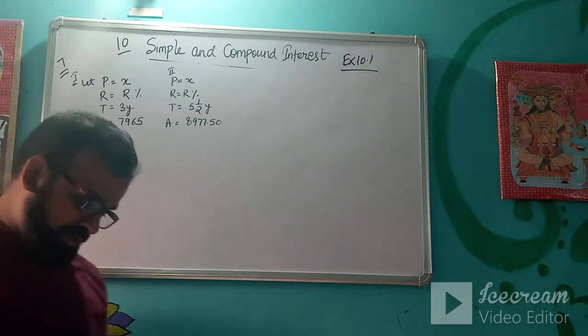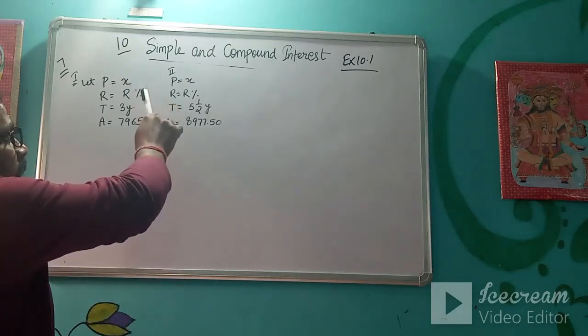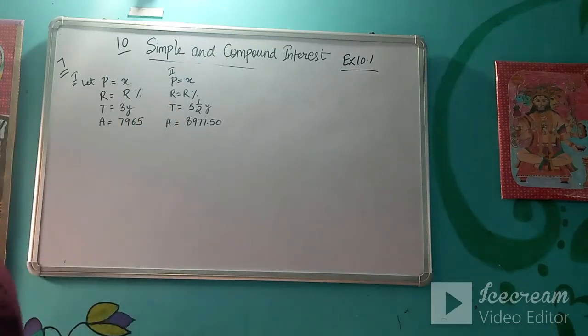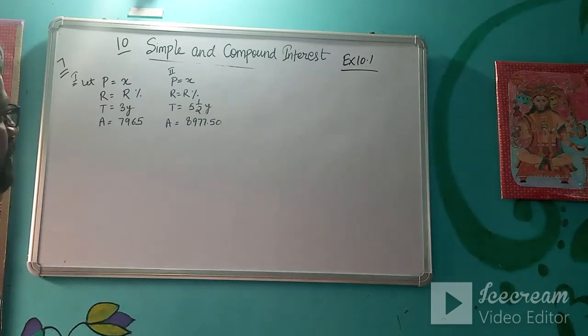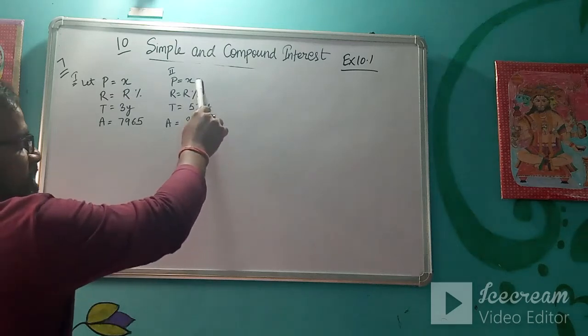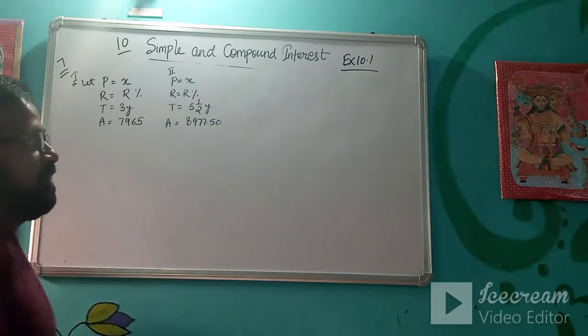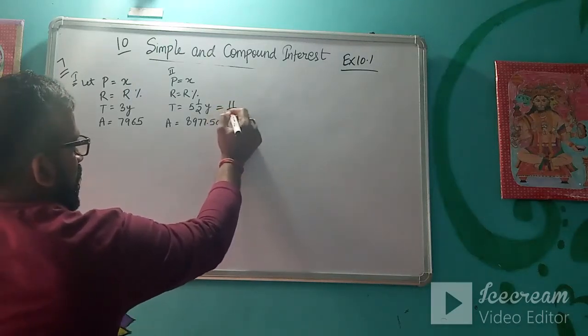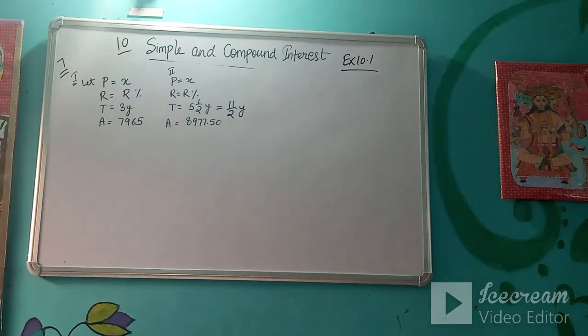Okay, let's discuss question number 7. In this it is given that Gagan invests some money at a certain rate for 3 years and he got an amount equal to 7965 rupees. Then he has invested the same money at the same rate, but this time for 5.5 years, that is 11 by 2 years, and he got an amount equal to 8,977 rupees 50 paisa. So we have to calculate the principal as well as the rate of interest.